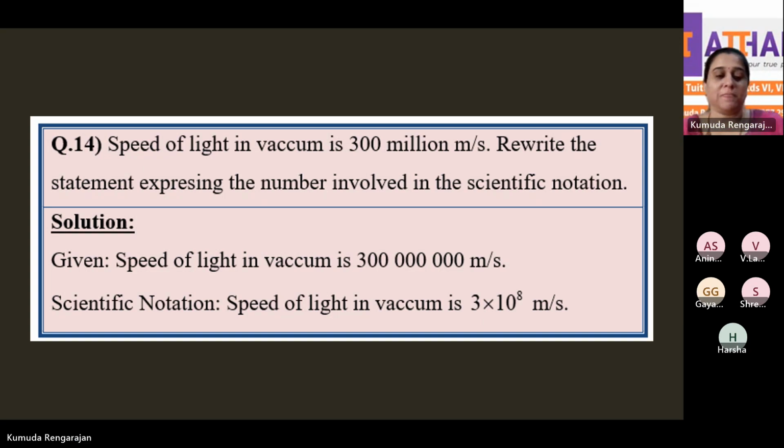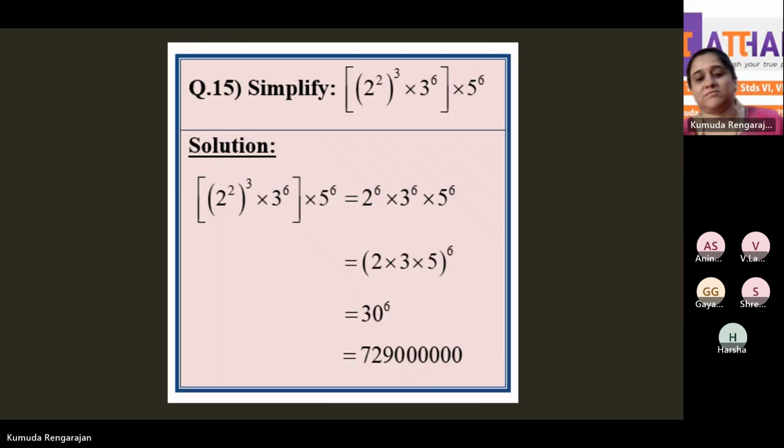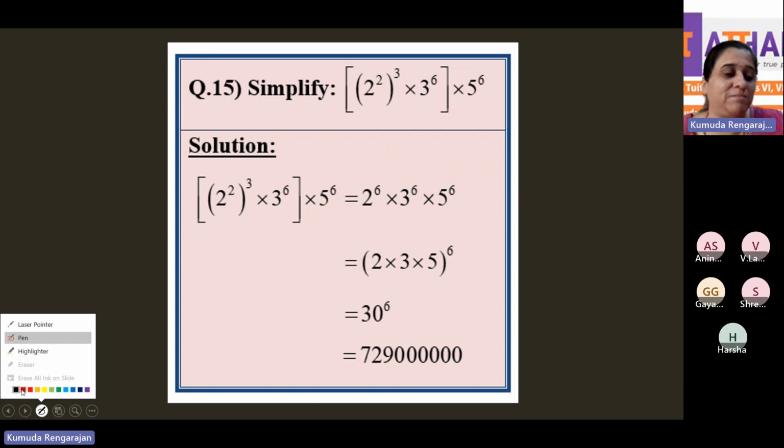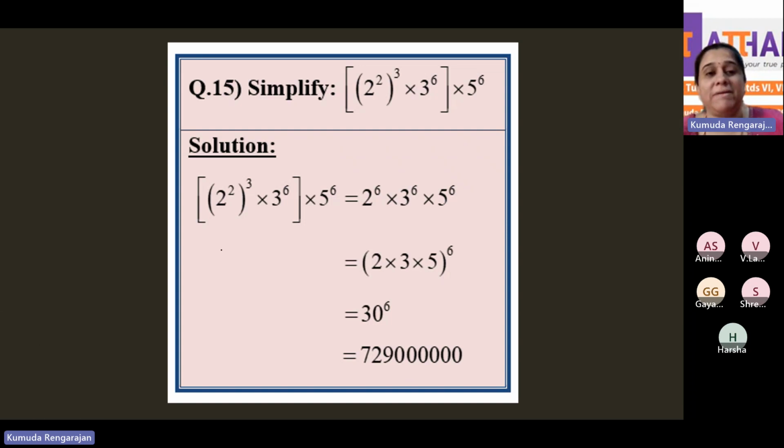Yes, children. So here we use a rule. Bases are different, but the powers are the same. And it's multiplication. It's not addition or subtraction. It's multiplication.